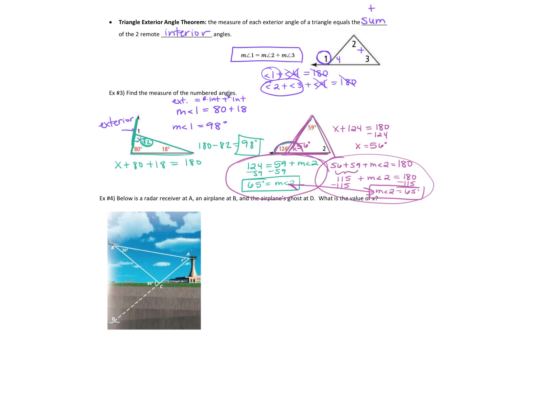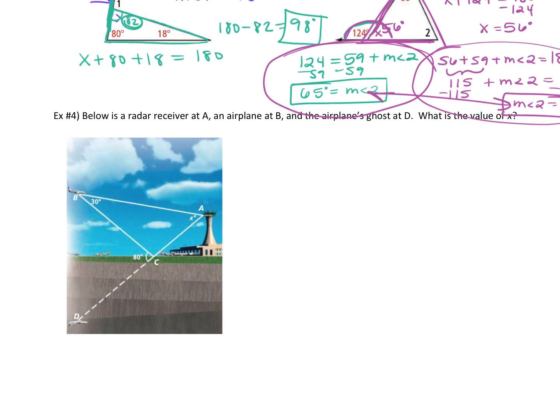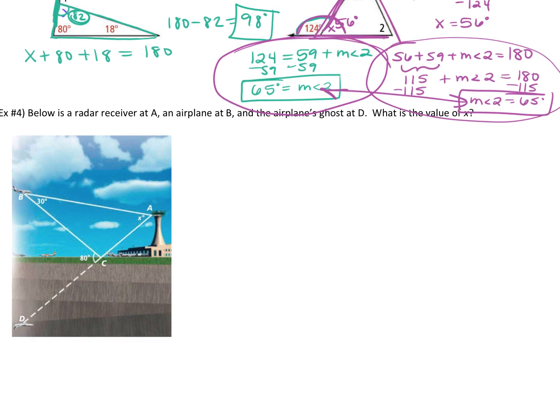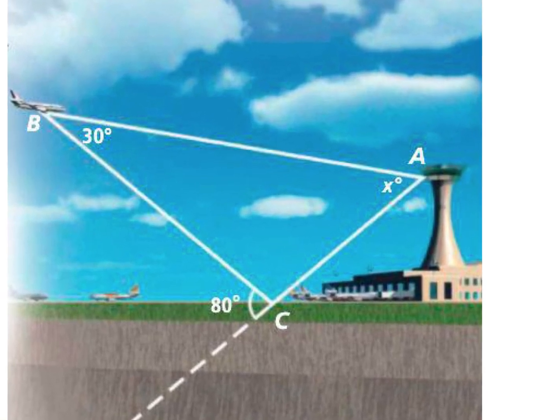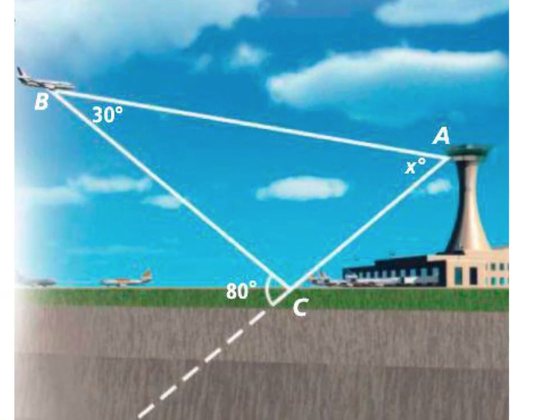All right, last thing, and then I'll give you a quick little breather before we do some constructing. This one says, below is a radar receiver at A, an airplane at B, and the airplane's ghost at D. What is the value of X? So take a look at this picture. Same problem. And again, two ways you could do it. How do I find X?